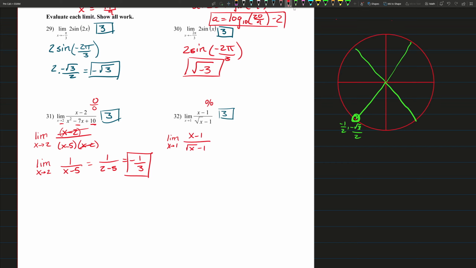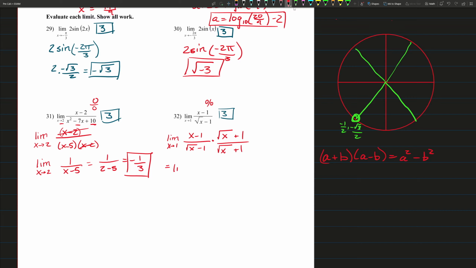What I mean by that is we're going to try and cancel out the square root of x minus 1 in the denominator. In order to do that, we're going to multiply by the conjugate of the denominator over itself. The reason we do that is because whenever we multiply something by its conjugate, we get the difference of squares, which is going to cancel out our square roots.